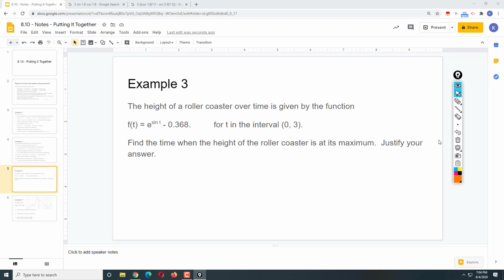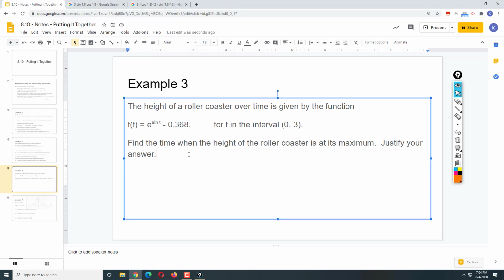Find the time when the height of the roller coaster is at its maximum. Justify your answer. So again, maximum means critical point. Maximum means the first derivative is 0 and the second derivative is negative. That's what we're looking for. So let's find the first and the second derivatives.